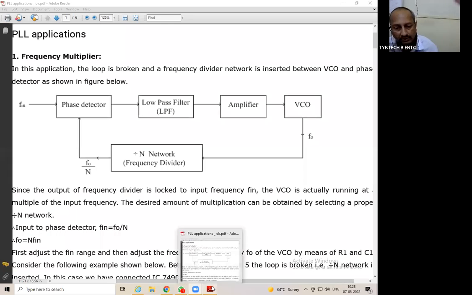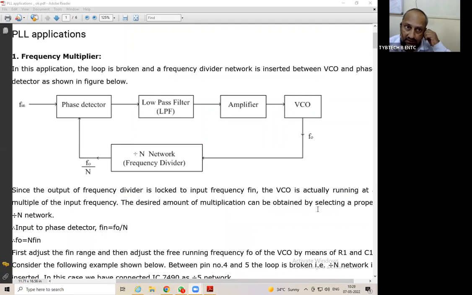I will stop the sharing. I hope you all can see the slide in front of you. I just downloaded this PDF. In that, the separate PLL applications are discussed in a good manner. Definitely this is already attached in our study material, so you can go through it for the details.